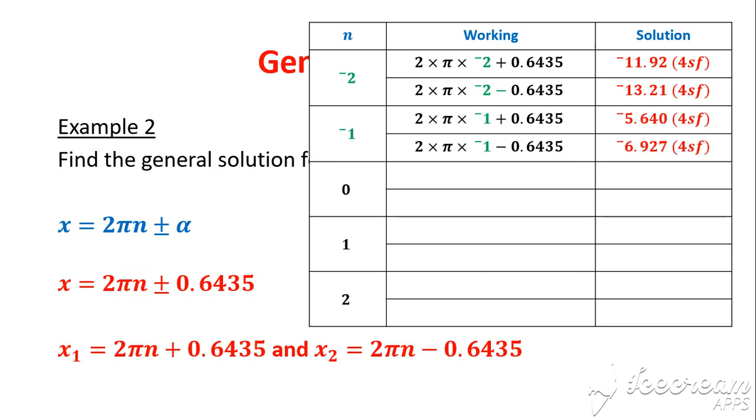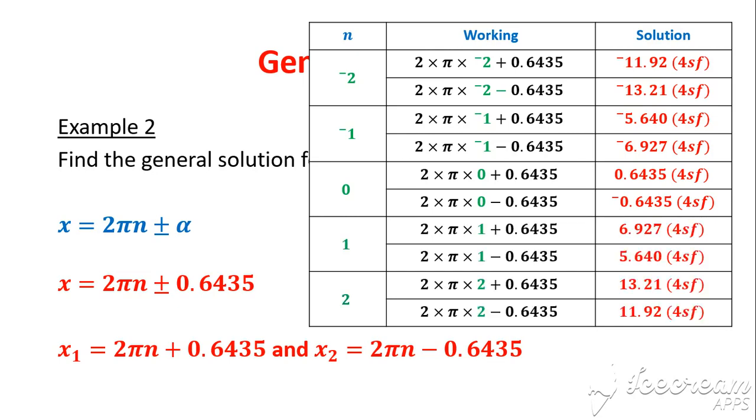Same with -1, there'll be 2 solutions. When n is 0, there'll be another 2 solutions. When n is 1, another 2, and when n is 2, another 2. So that's how we use the cosine general solution to find all our solutions.